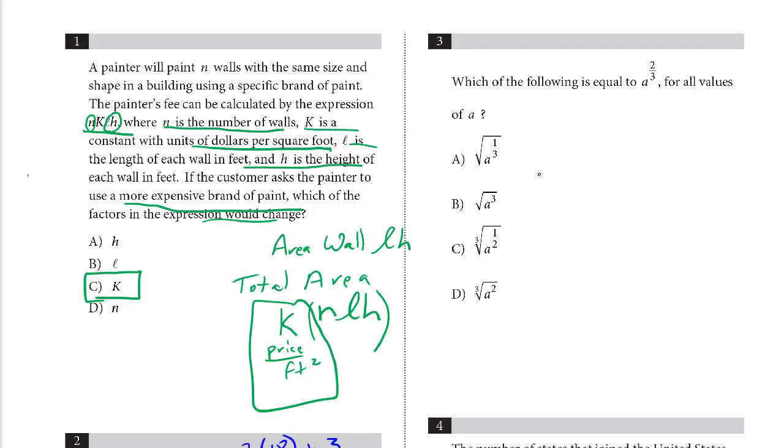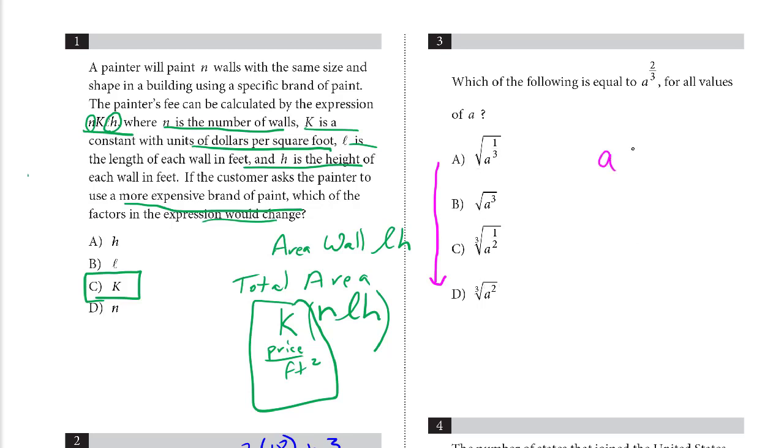Number 3. Which of the following is equal to a to the 2/3? So again, whenever you get these exponent problems, and in general, it pays to do a vertical scan of the answers, because you want to know what form they're putting the answer in. There are any number of ways I could express this, but you want to make sure you express it in the form of the answer. Sounds kind of obvious. Okay, so a to the 2/3 is going to be in some radical format.